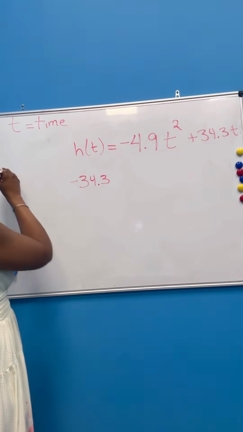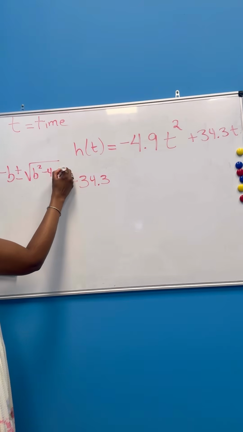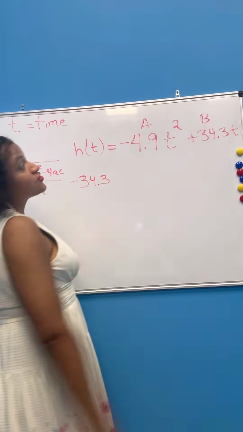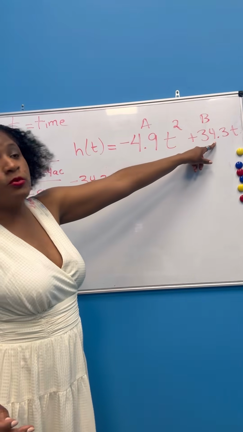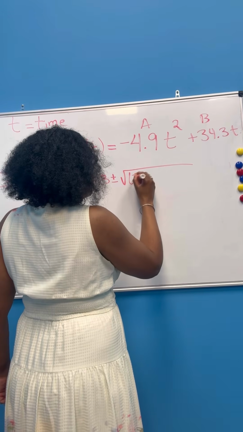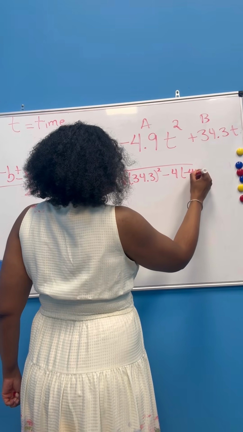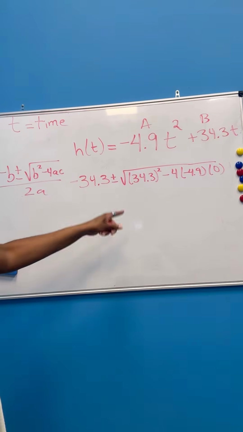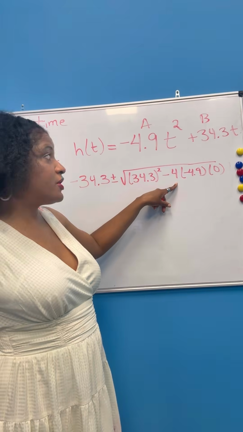So you do need to know this is the quadratic formula. All right, and this is my A, and this is my B, and there's no C in this problem, so C is equal to 0. So I would do negative 34.3, that's negative B, plus or minus the square root of 34.3 squared minus 4, A is negative 4.9, and C is 0. So automatically here what I see is, I know this is going to be 0. Anything times 0 is going to be 0. So this part is 0.